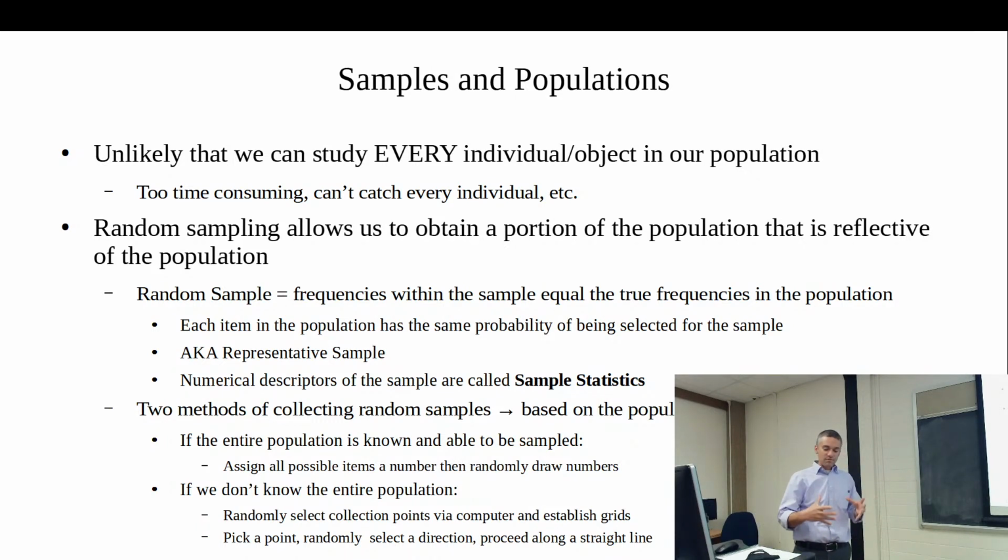And then when we have our total sample together, the distribution of items in our sample reflects that of a population. Textbook definition: the frequencies within the sample equal the true frequencies in the population. So each item in our population has the same probability of being drawn, but as we put together our sample, the underlying distributions match the population. All right, if we have a random sample, then we should have a representative sample.